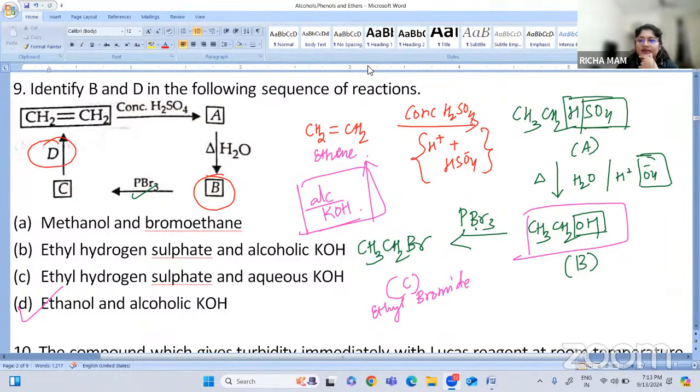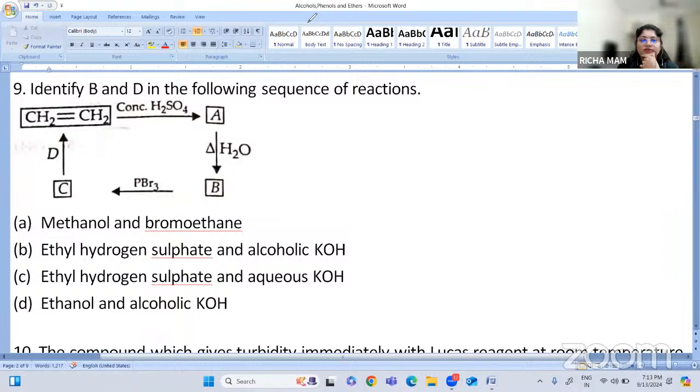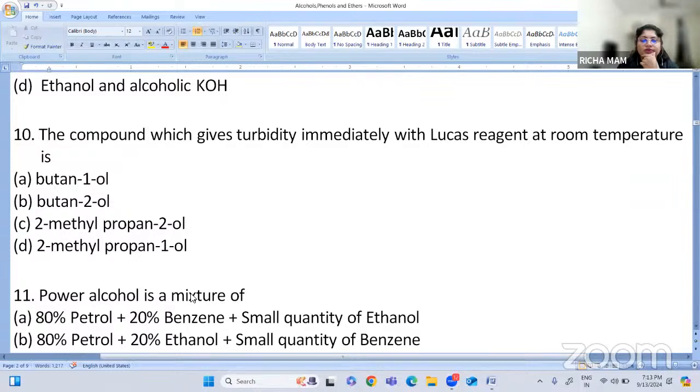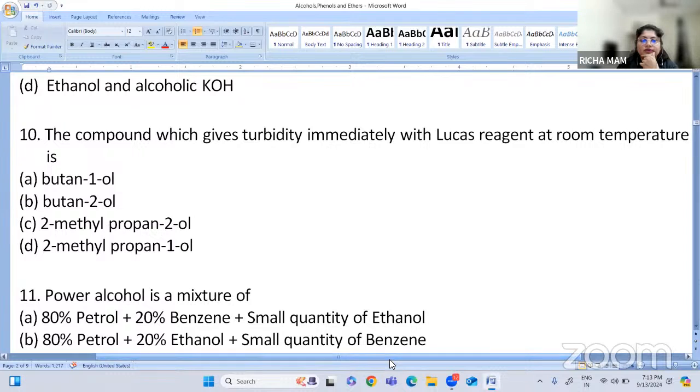Okay, fine. Let us go for the next one. The compound which gives turbidity immediately with Lucas reagent at room temperature is. So we know what Lucas reagent is. It is a reagent which consists of concentrated HCl and ZnCl2.